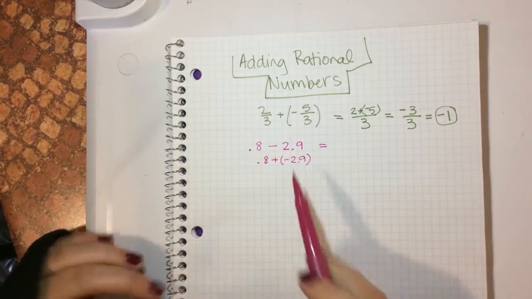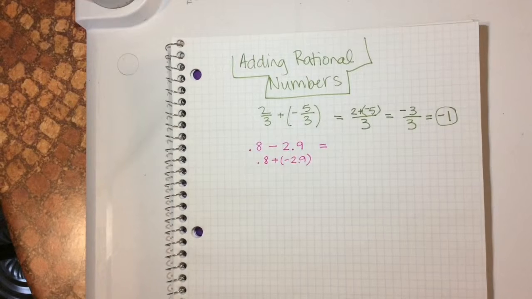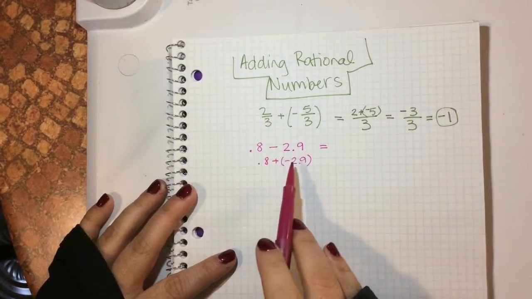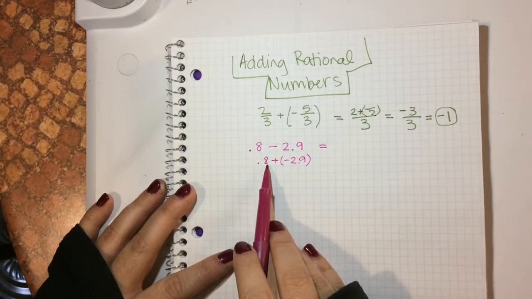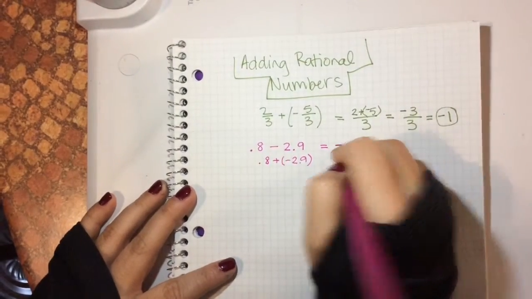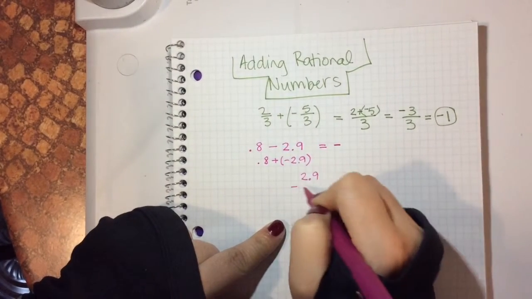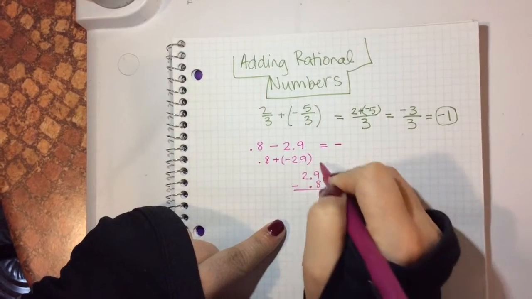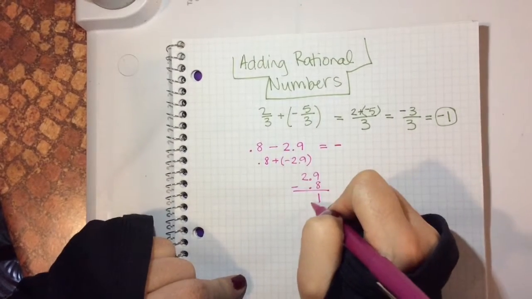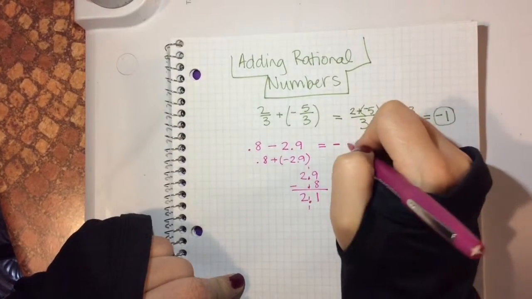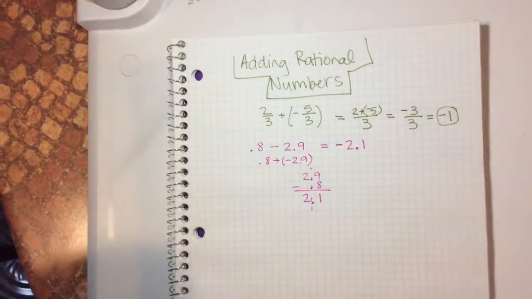Now when I'm looking at this, I've got a positive number and a negative number. So I know really what I need to do first is look at which one is farther from 0 to get the sign for my solution. So 2.9 is farther from 0 than 0.8. So I know my answer will be negative. Then I want to subtract those two. I want to find the difference between them. Remember, we line up our decimals, and then we subtract just like normal. So we get 2.1. So negative 2.1 would be my answer there.